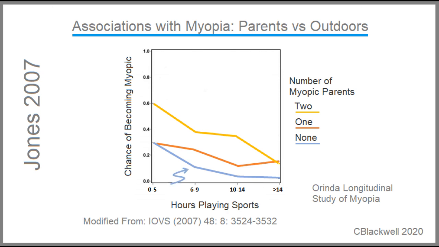Also note that having 0 parents with myopia does not mean 0 risk for the child. Indeed, in the low exercise group, the risk is about 30%, the same as having one myopic parent.